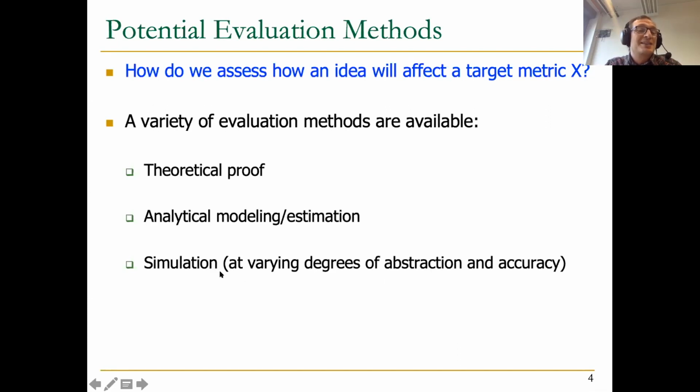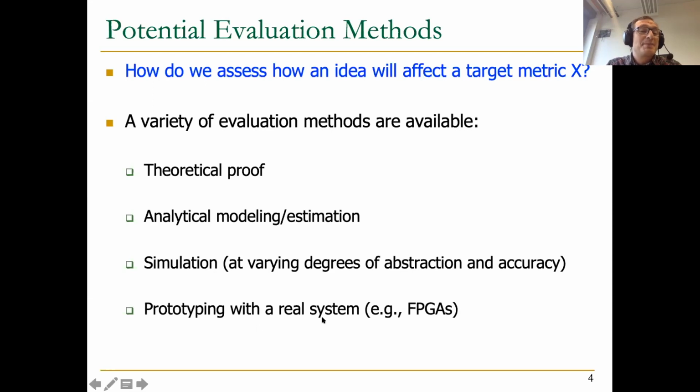If you're too abstract, then you get closer to an analytical model potentially. If you're less abstract, you get closer to a real prototype or a system. Okay, but this is another tool that's available to you as an architect to evaluate your potential idea. The other tool, of course, is prototyping with a real system.